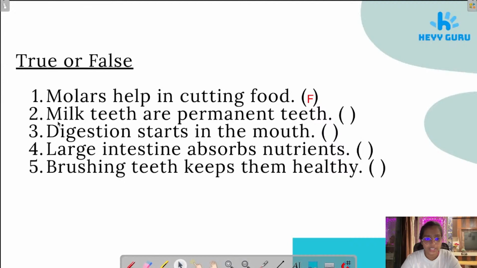Then your next question is, milk teeth are permanent teeth. Milk teeth are permanent teeth which stay with you your whole lifetime. Okay, I can see the answer, false. False is the correct answer.